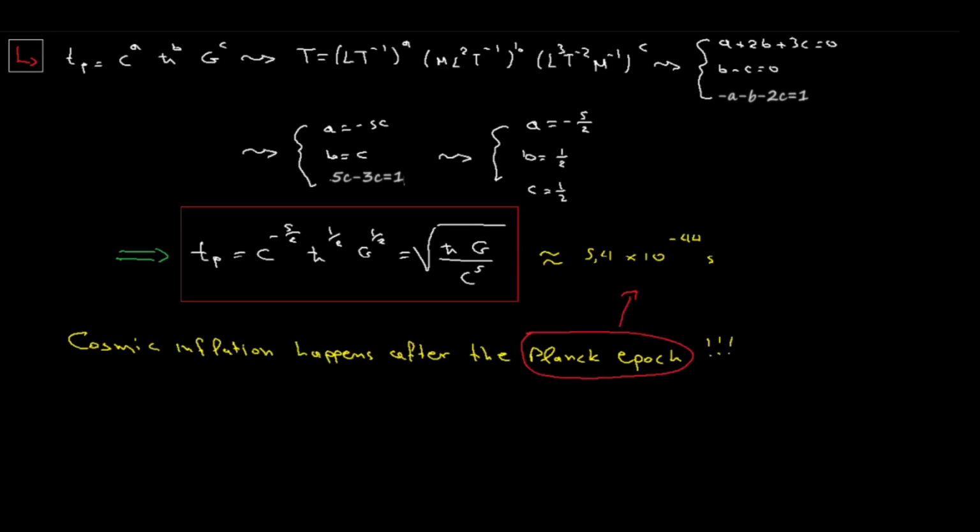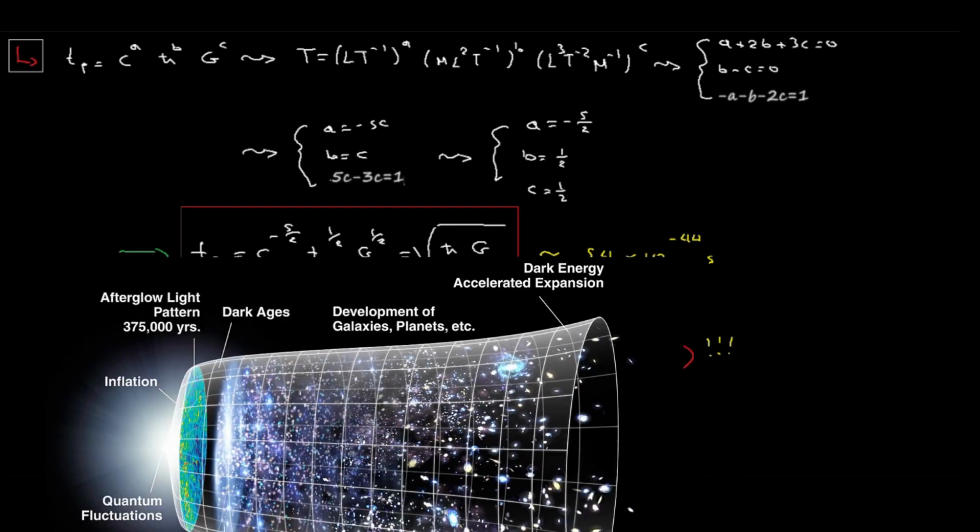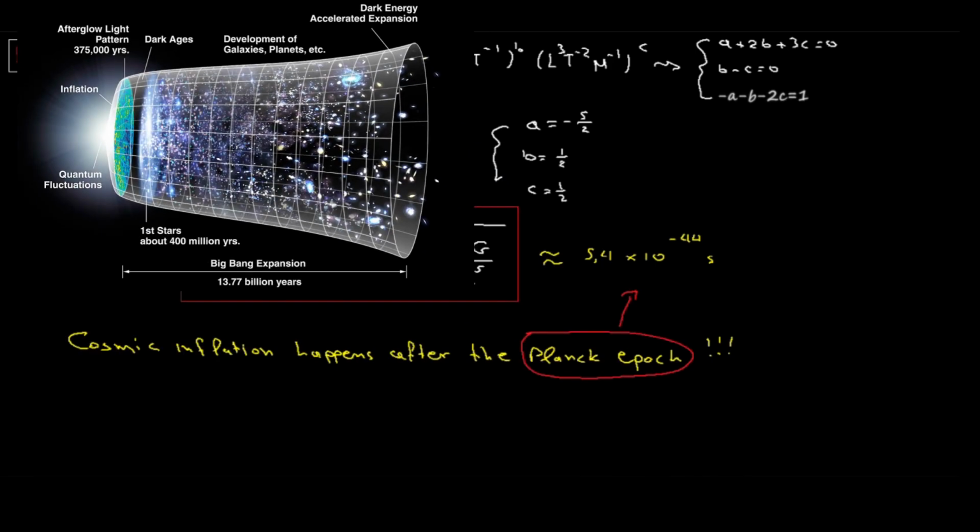Plugging the numerical values of c, h bar, and G into the equation reveals that the Planck time is of the order of 10 to the power of minus 44 seconds. The universe at this time is in the Planck epoch. For context, the exponential expansion the universe experienced in its initial stages, which we refer to as the cosmic inflation, happens after the Planck epoch. This should give you an idea of how fundamental the Planck time is.